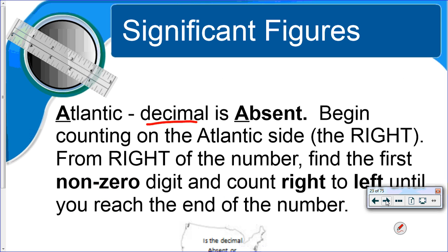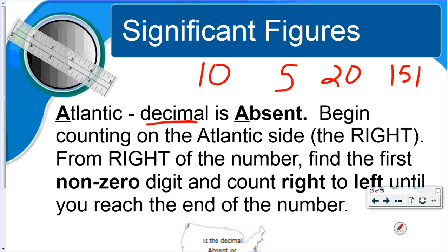Give me a number without a decimal point. Angela: 10. Give me another number, please. Sasha: 20. How about a bigger number, Liam? 100. Like 151. Okay. Do any of these have decimal points? No. So any number without a decimal point, you're going to count from the right of that number.